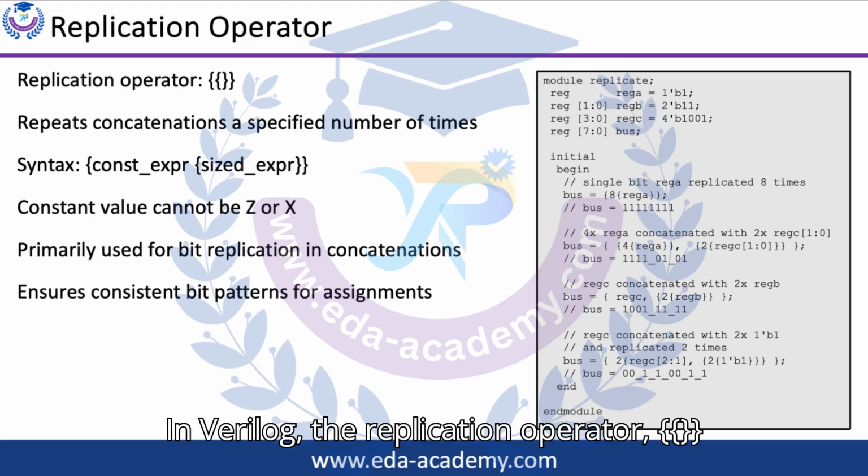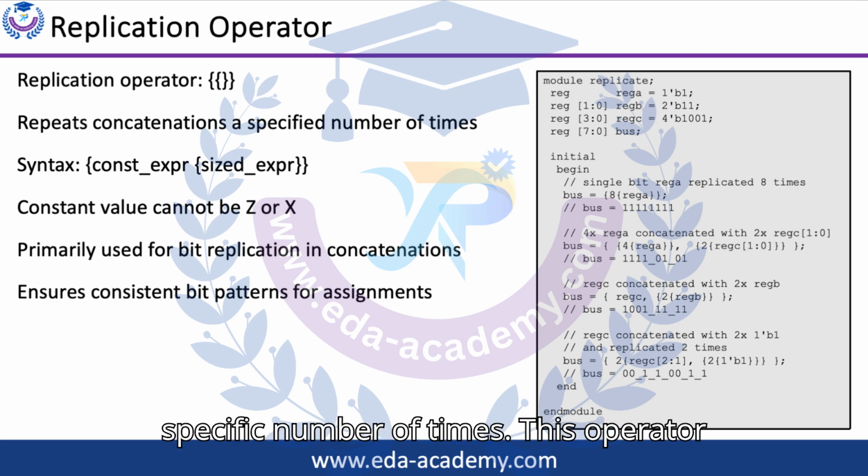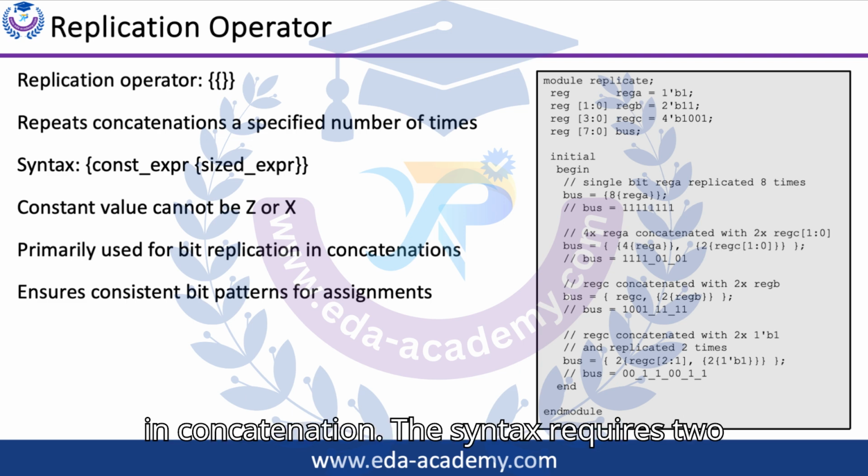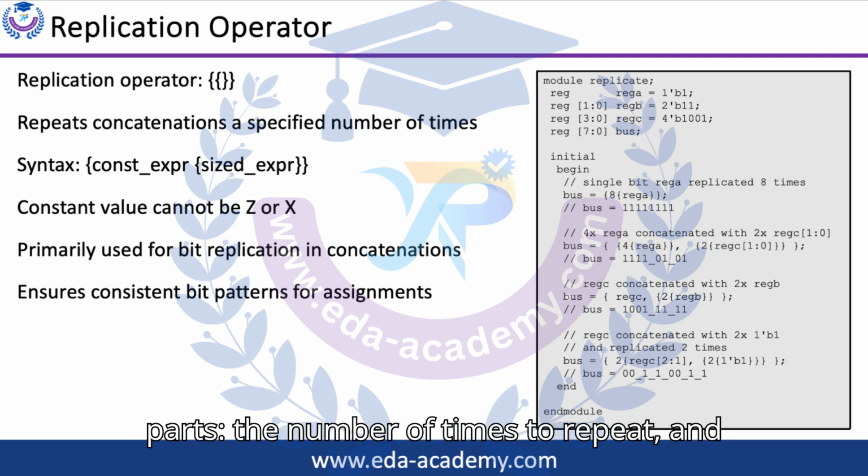In Verilog, the replication operator, double curly braces, allows you to repeat a bit pattern a specific number of times. This operator is useful when you need to replicate bits in concatenation. The syntax requires two parts: the number of times to repeat and the sized expression to be repeated.